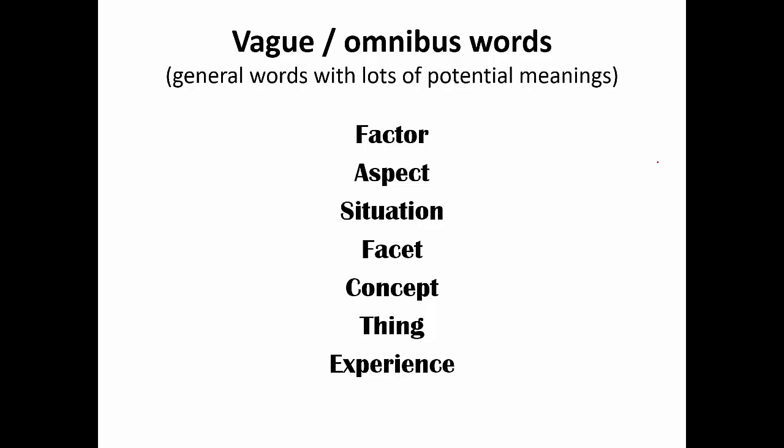and sometimes we can't even tell from the context what those meanings are supposed to be. So I've given a few examples here: factor, aspect, situation, thing. I don't even know what thing is per se. So we want to be careful about not using these vague and omnibus words when there are better words we can use in the situation.